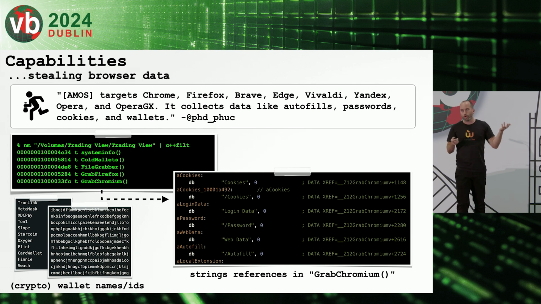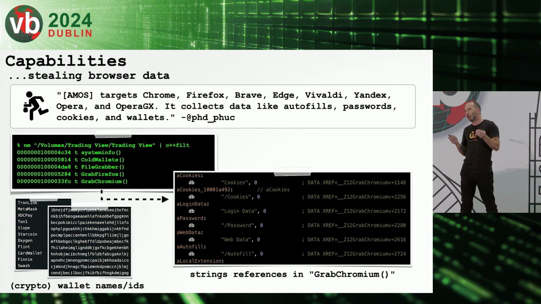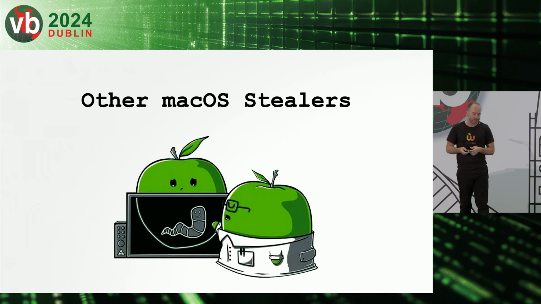Again, the method names are super descriptive, so we can see one like grab Chromium. And if we look in a disassembler for cross-references to strings that are found within that function, we can see paths associated with, for example, the cookie file, passwords, web data, autofill that Chrome and other Chromium browsers will use. There's also embedded strings that are related to common cryptocurrency wallets, specifically browser extensions. So again, the malware will see if those are present and grab those if it finds those.